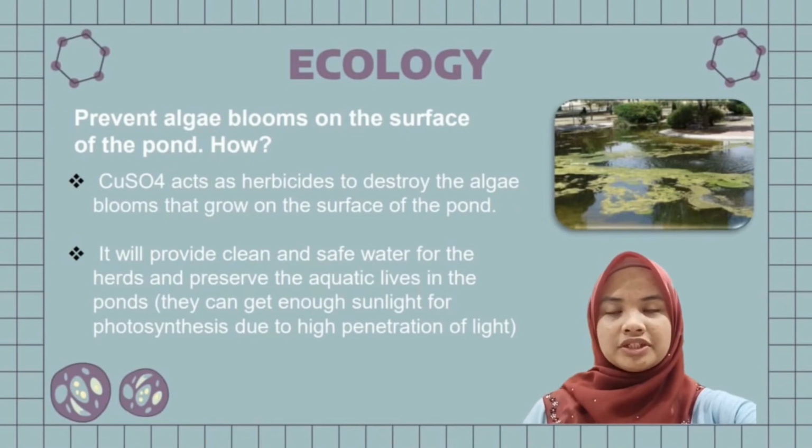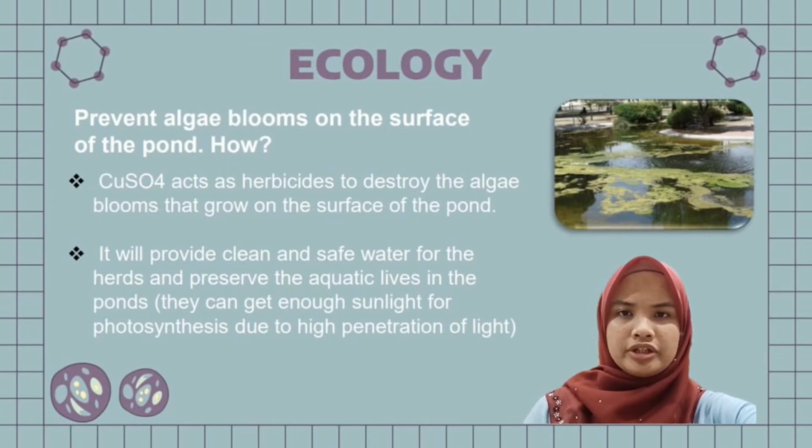Lastly, copper sulfate helps to prevent algal blooms on the surface of the pond. So, how does it do this? Copper sulfate acts as a herbicide to destroy the algae blooms that grow on the surface of the pond. It will not only provide clean and safe water for the herds, but also preserve aquatic life in the pond because they can get enough sunlight for photosynthesis due to the high penetration of light.